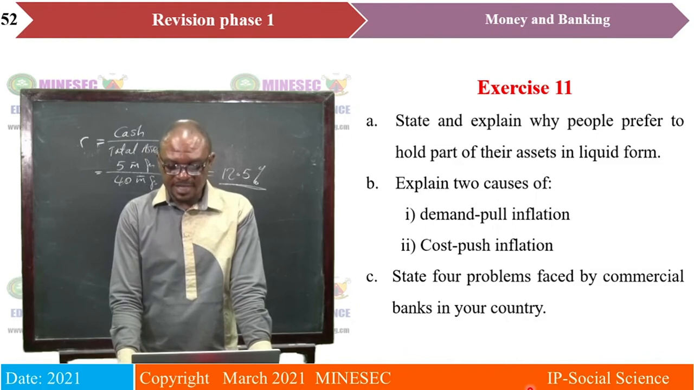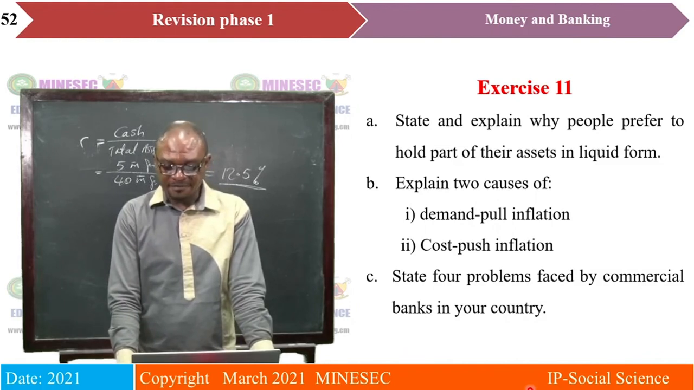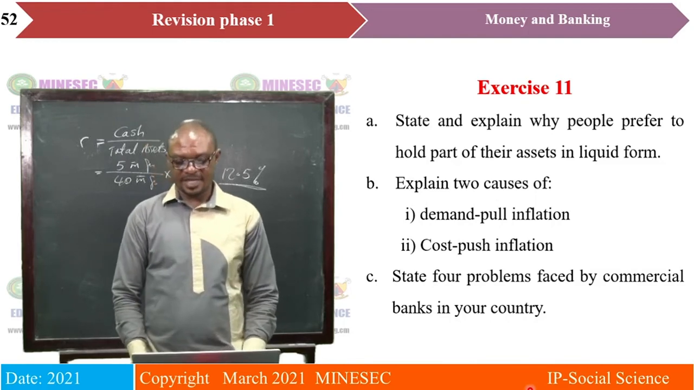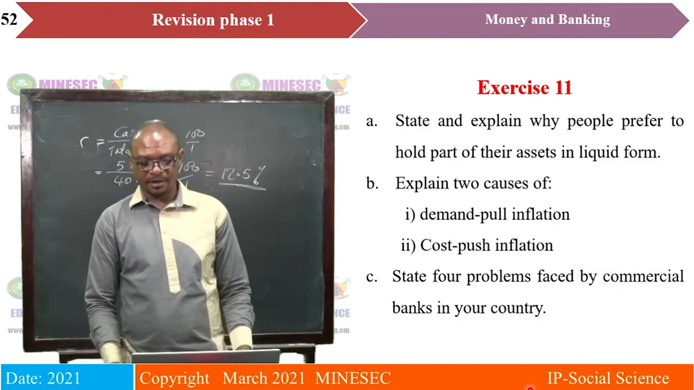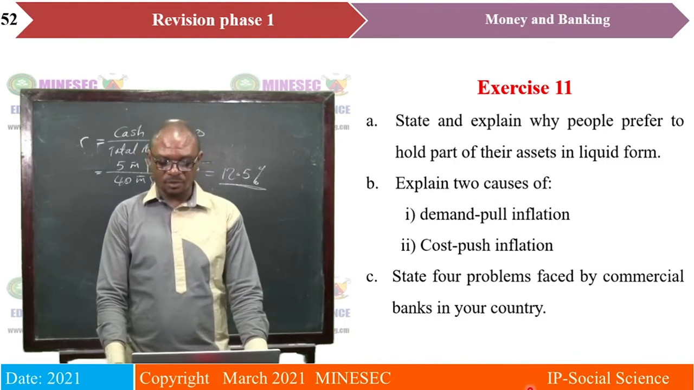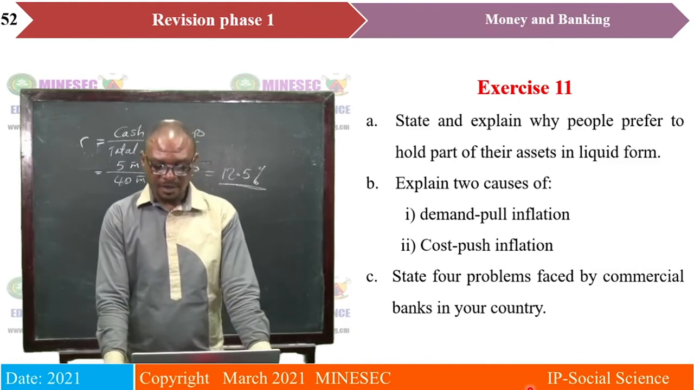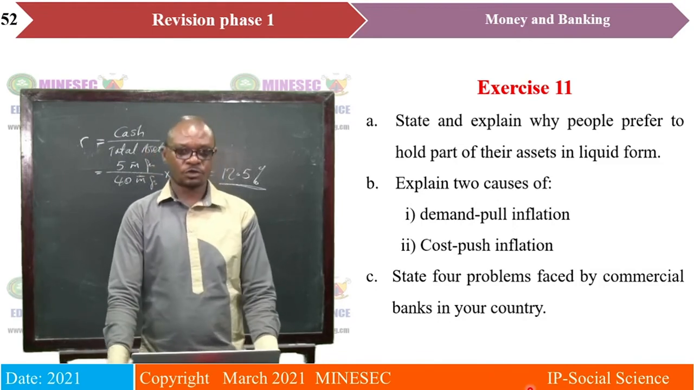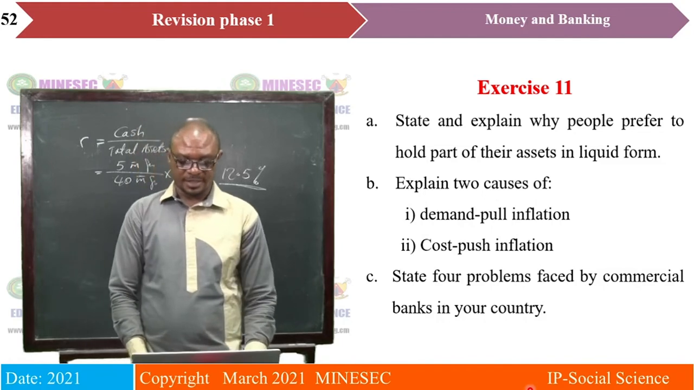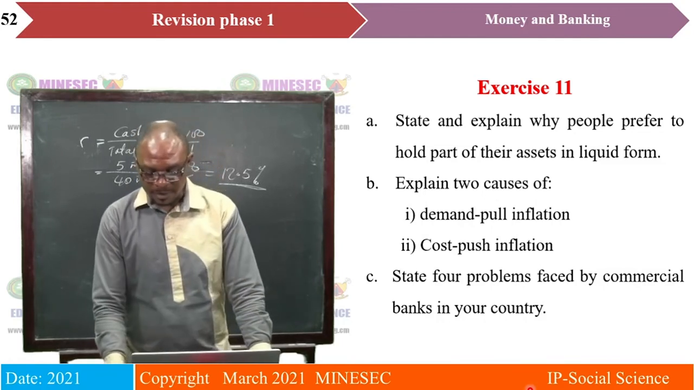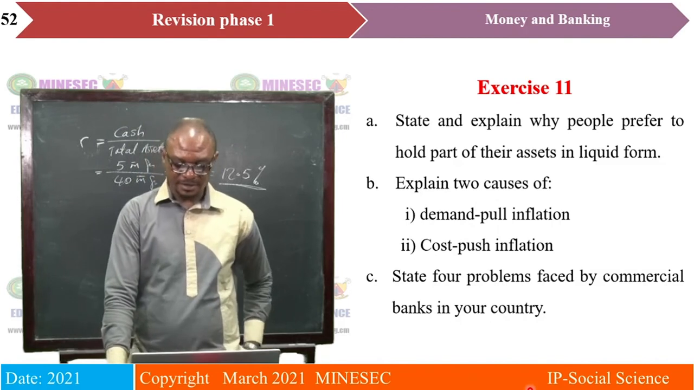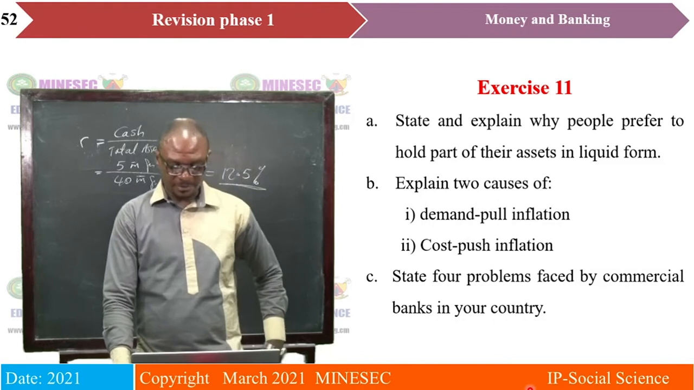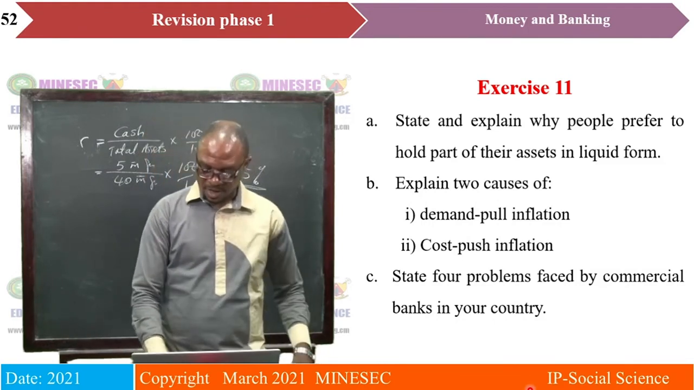A, state and explain why people prefer to hold part of their assets in liquid form. B, explain two causes of one, demand-pull inflation, and two, cost-push inflation. C, state four problems faced by commercial banks in your country.